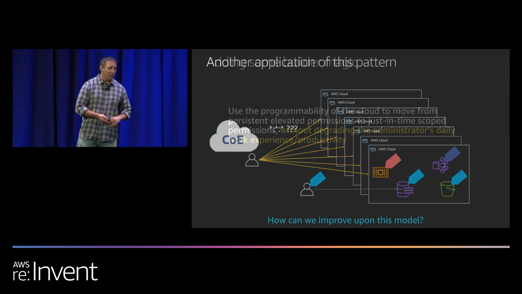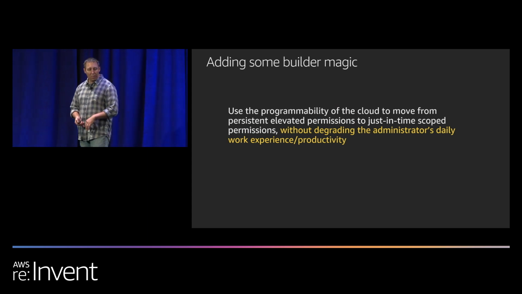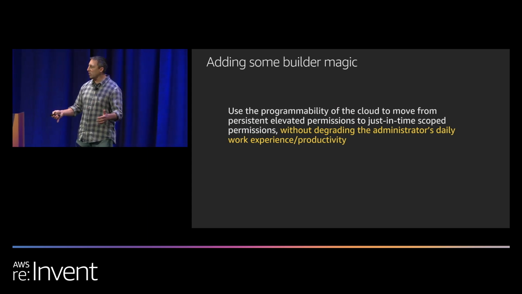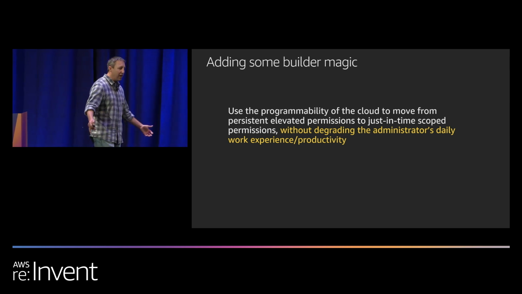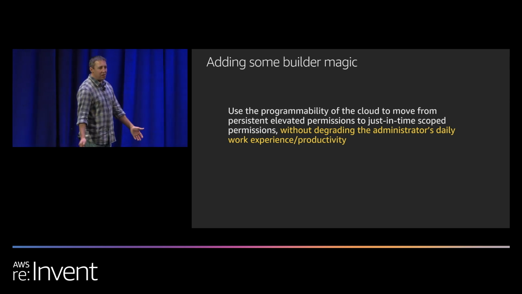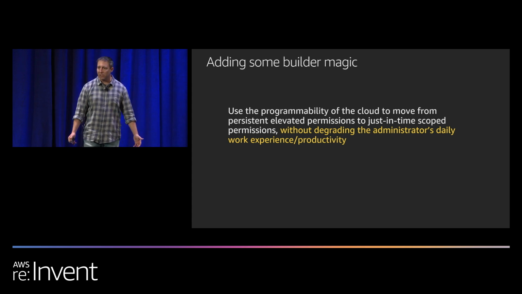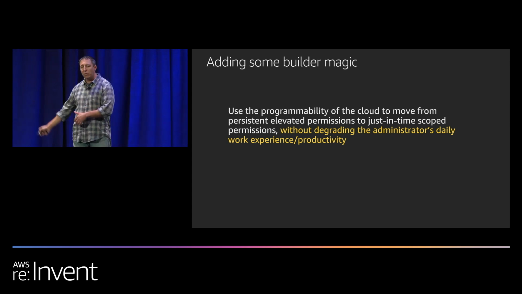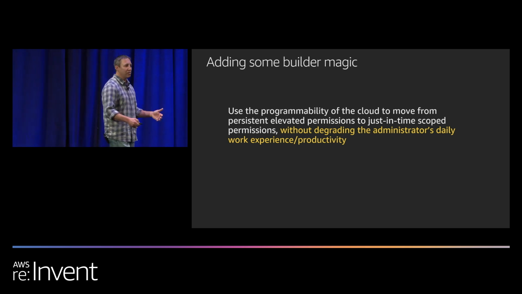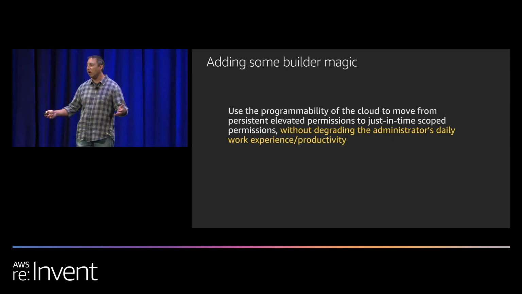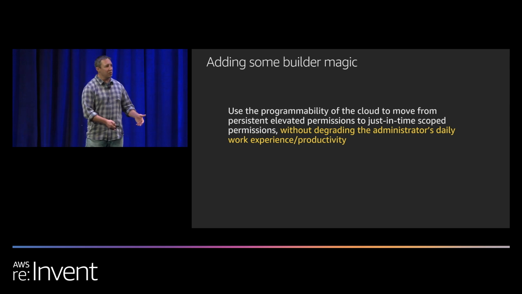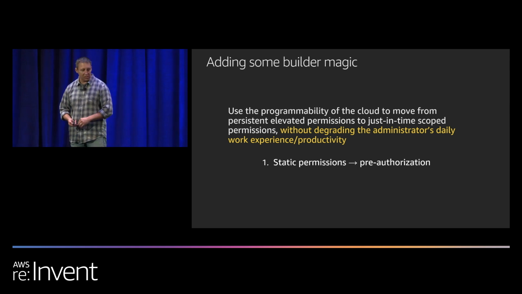So let's look at how we might do that. We're going to use the same pattern we just saw before. Essentially, we're going to use the programmability of the cloud to make a just-in-time decision instead of a persistent decision, but in a way that, and this is the important part, doesn't disrupt that person's job. It's their job to look after the organization in a very powerful way. We just want to do it in a dynamic way instead of a persistent way.